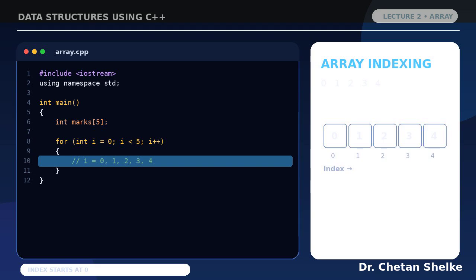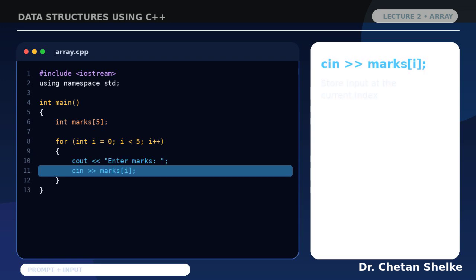What is happening here? Initially i = 0, which means we are starting from 0. Why 0? Because array indexing starts from 0. So for 5 elements the indexes will be 0, 1, 2, 3 and 4.